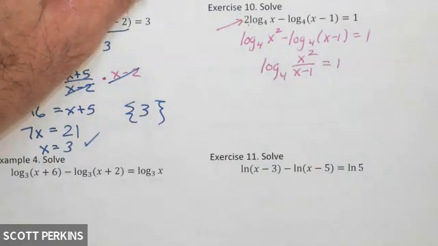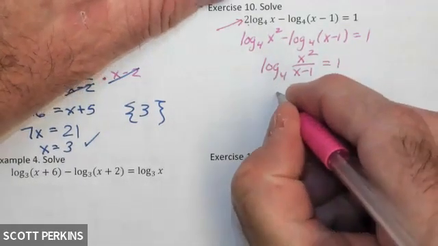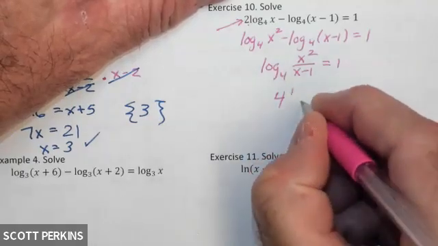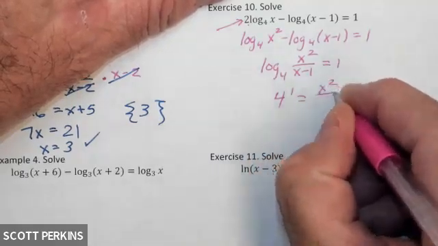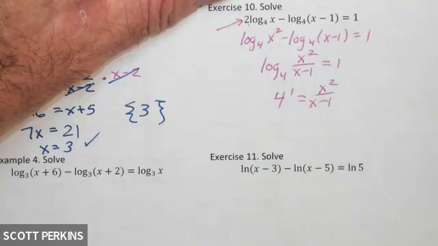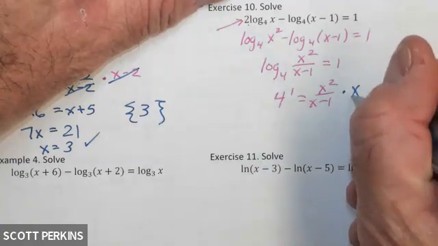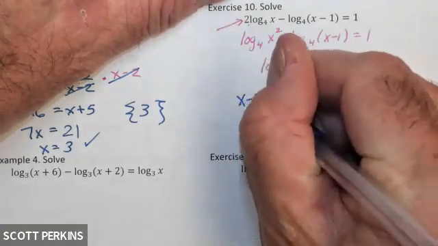Every one of these has been definition of logarithm. So I've got my base is 4, my exponent is 1, and then I have x squared over x minus 1. Same question as before. How do I resolve this? I'm going to multiply by the denominator. So I'm going to multiply by that x minus 1, which I do.